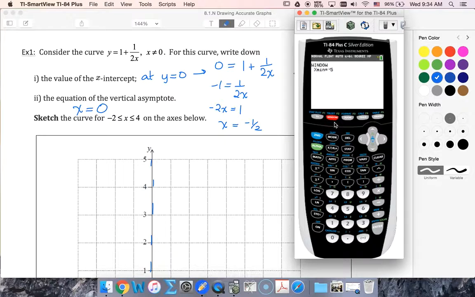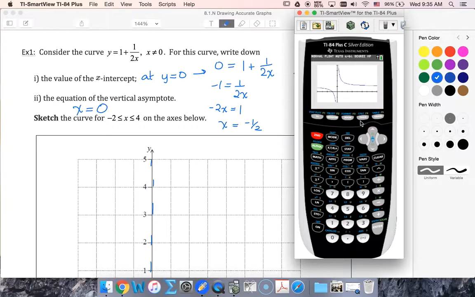And now I'm going to go to my window. My x's are going to go from negative 2 to 4, and we can see that we're counting by halves. And my y's go from negative 2 to positive 5, and those are counting by ones. All right, there's my x-intercept at negative 1/2. Here's my horizontal asymptote. I see that I'm getting closer and closer to 1, but not crossing it.